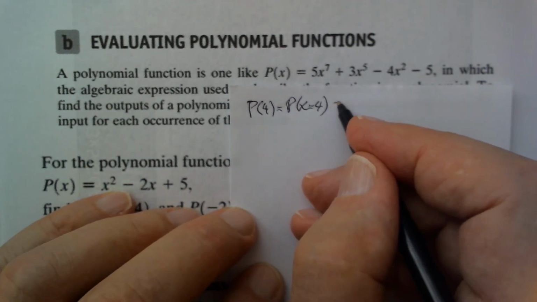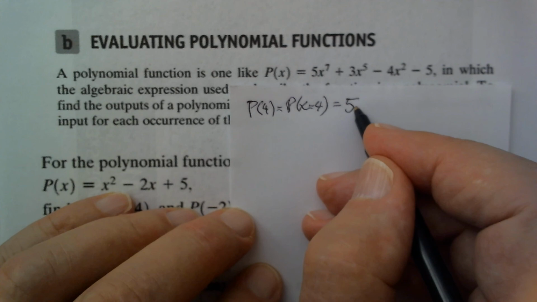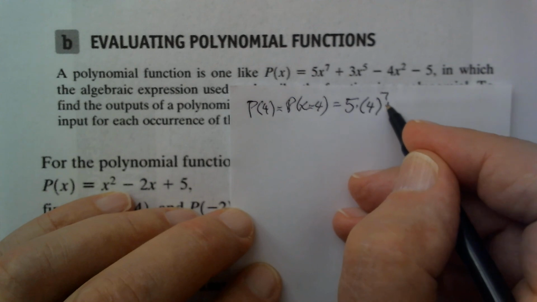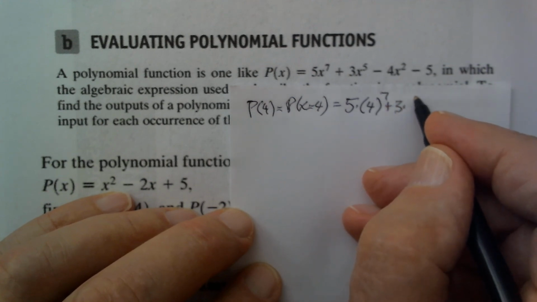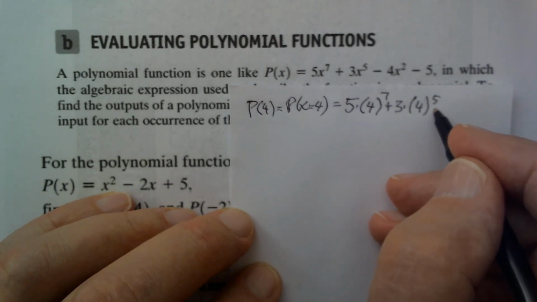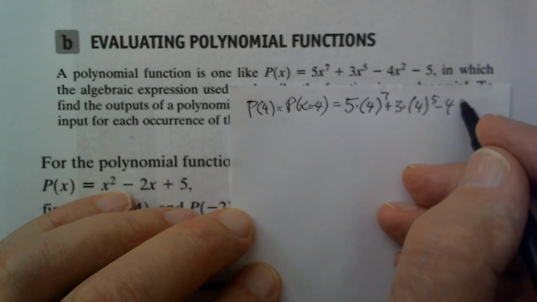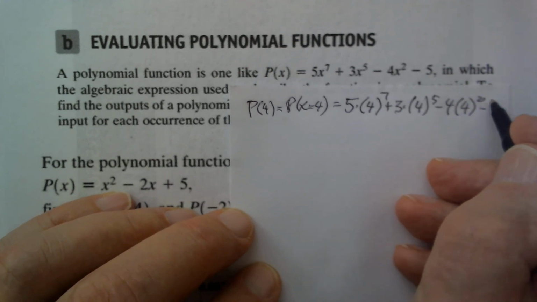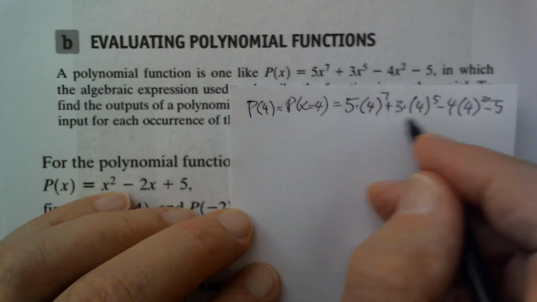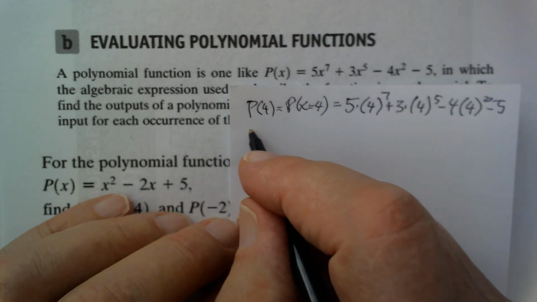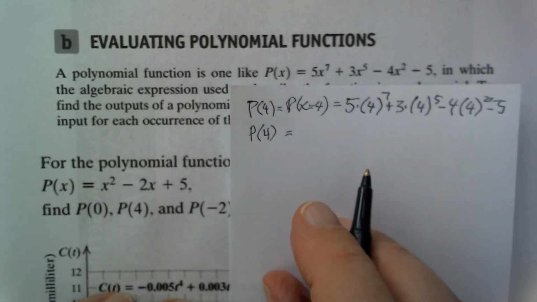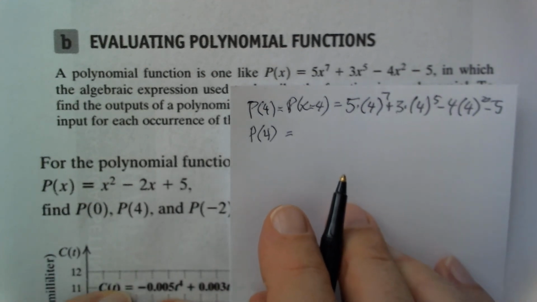And I won't work it out, but it would mean 5 times 4 to the 7th power plus 3 times 4 to the 5th power, etc. So we place, well, minus 4 times 4 to the 2nd power minus 5. And then we need to evaluate what 4 to the 7th power is, etc., and add up all the terms. And that'll give us the answer to P of 4 equals whatever that number is. So you can work that out. That's a little exercise for yourself. But that's a basic idea.